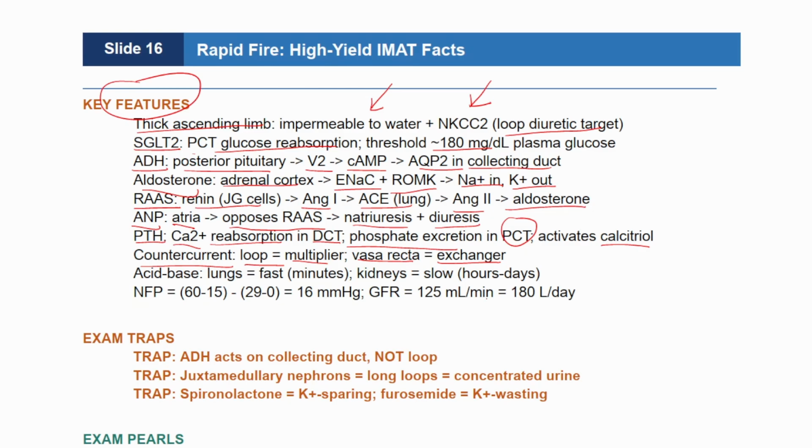This ties back to systemic homeostasis, where acid-base handling is split between lungs, which react fast within minutes, and the kidneys, which react slowly over hours to days. We close the key features with quantitative filtration values, where the net filtration pressure is calculated as 60 minus 15 minus 29 minus 0, yielding 60 millimeters of mercury, which drives a normal glomerular filtration rate of 125 milliliters per minute or 180 liters per day.